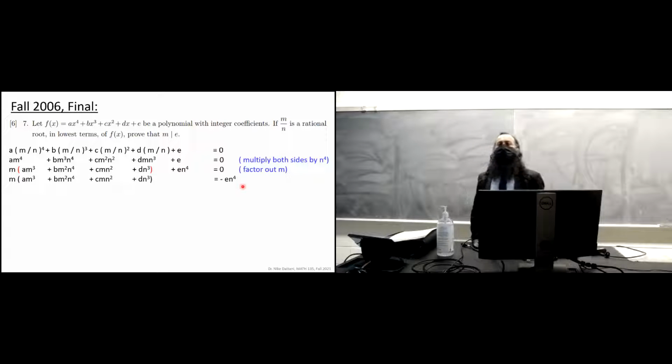Okay, now we want to prove that m divides e. How are we going to do that? Paige. We know that m doesn't divide n because the rationals in lowest terms. Yes. So it has to divide e. Why does it have to divide e? That's the only other thing that's multiplied by.